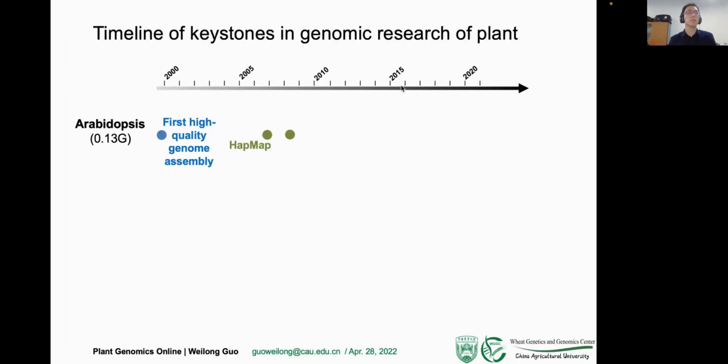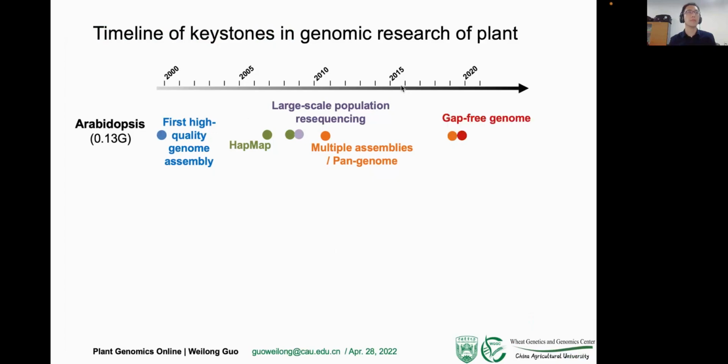For the model species Arabidopsis, it takes about 20 years for genomic research to go from the first high-quality genome assembly to have a map, then to large-scale population sequencing and resequencing, multiple assemblies or pan-genome, and very recently to the gap-free genome. For rice to go through such a process, it takes 50 years. For maize, it takes 12 years.